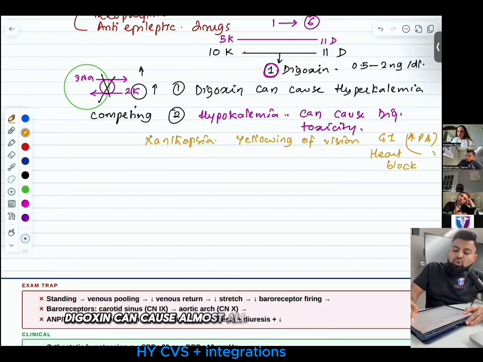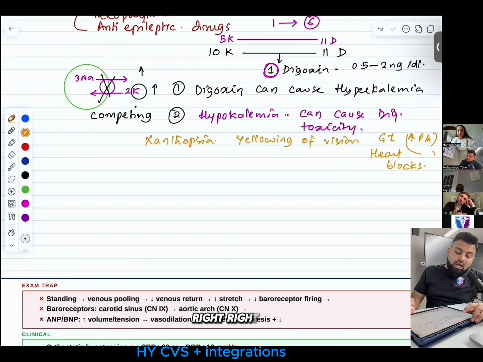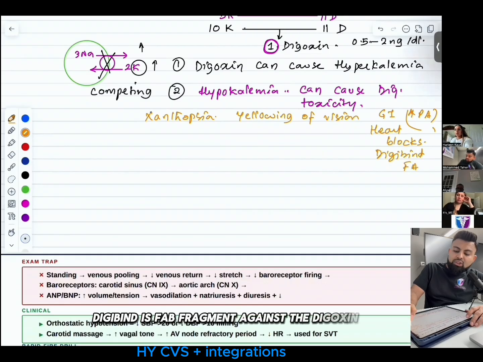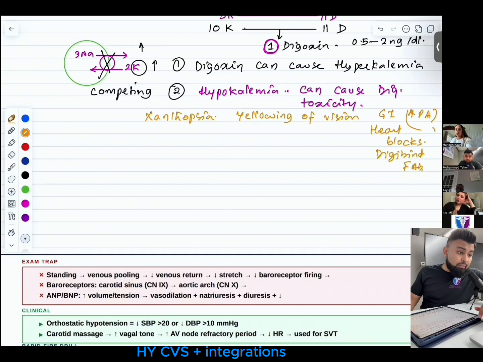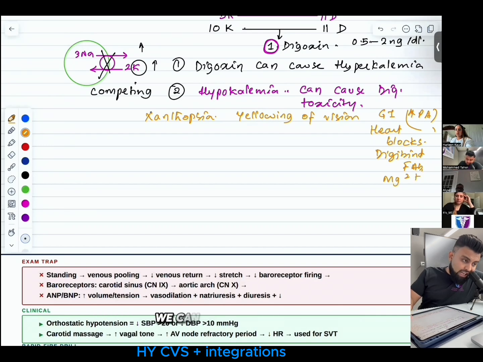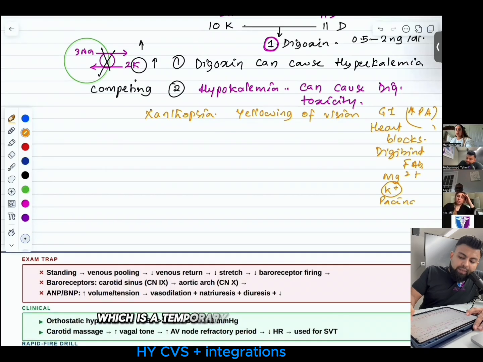Digoxin can cause almost all types of heart blocks. The other thing to remember is that when there is a digoxin toxicity, we give them Digibind. Digibind is a Fab fragment against the digoxin. We can give them magnesium, or first of all, very important in this case, we can also make sure that the potassium levels are normalized, right? Sometimes even pacing is required, which is a temporary pacemaker insertion.